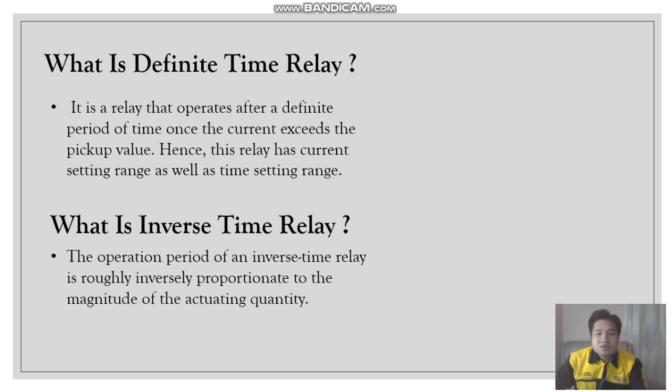In this part of the video, I'll be talking about what a definite time relay and an inverse time relay are, and also the connection for our lab execution. So what is a definite time relay? A definite time relay is a relay that operates after a definite period of time once the current exceeds the pickup value. The pickup value is the value that we have set for our relay, and this relay has a current setting range as well as a time setting range.